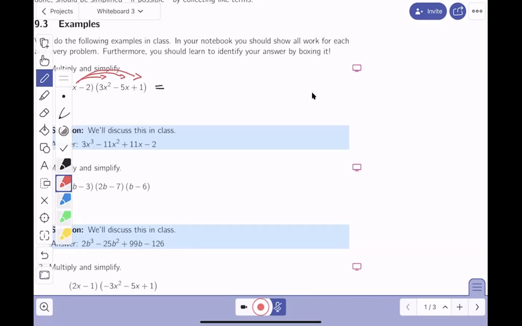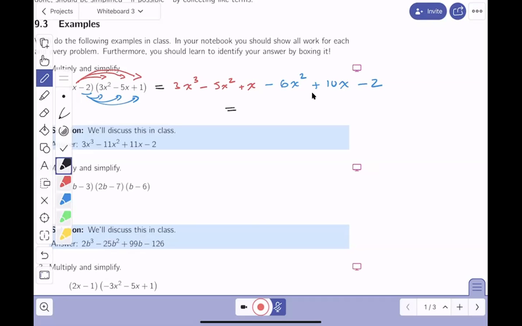Let me do that for you. What would you get? Well, x times 3x squared is going to be 3x cubed. x times minus 5x is minus 5x squared. x times 1 is just 1x. And now you've got to do this. You're going to take this minus 2 and distribute across these three terms here, one at a time. So what do you get? Minus 6x squared plus 10x minus 2.